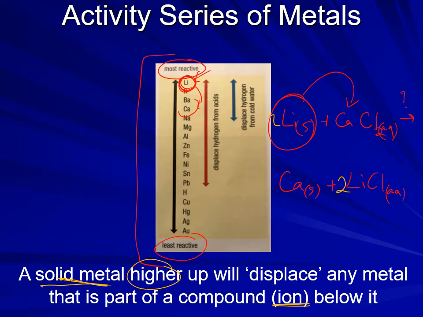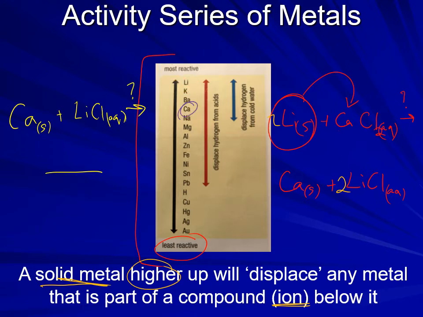However, let's look at the opposite situation. Let's say we had calcium by itself, and we reacted it with lithium chloride. So the question is, will that happen? Will we actually get some products here? And let's look at the numbers. Let's go purple here. So we have calcium, and calcium's trying to displace lithium as an ion.